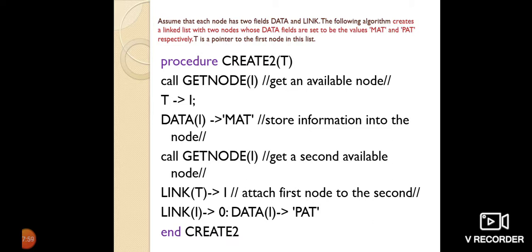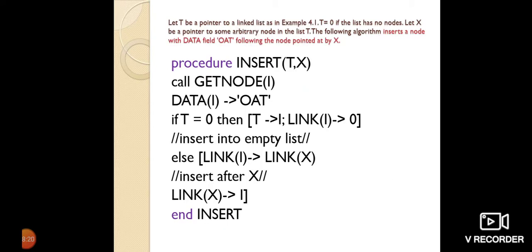The first node will be T and the second node will be I. The address part of the second node is 0, and the data part of the second node is, you're going to write the spat. You have created two nodes and you're going to specify the last node address is 0. That's all.